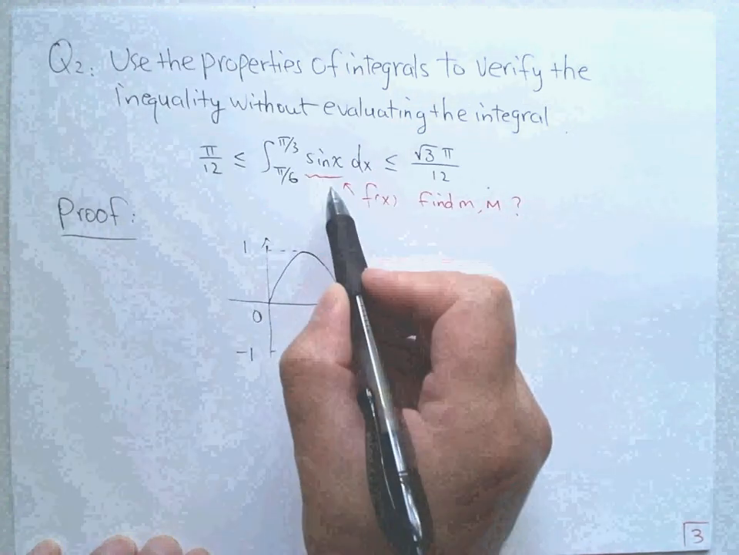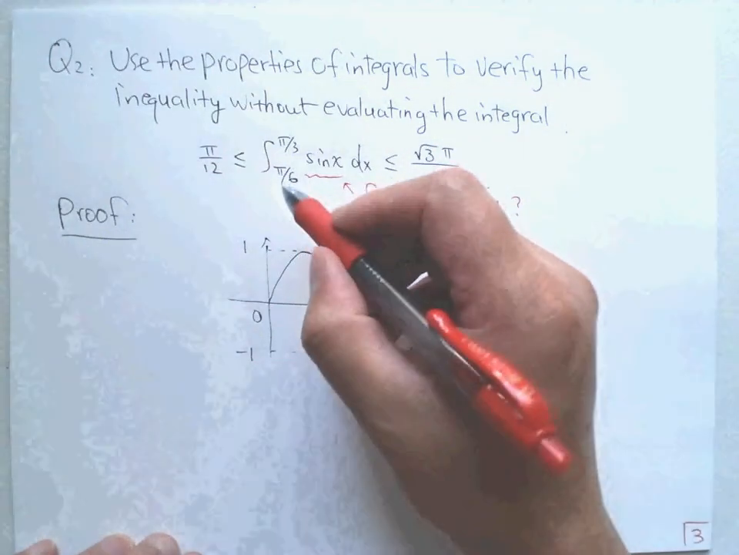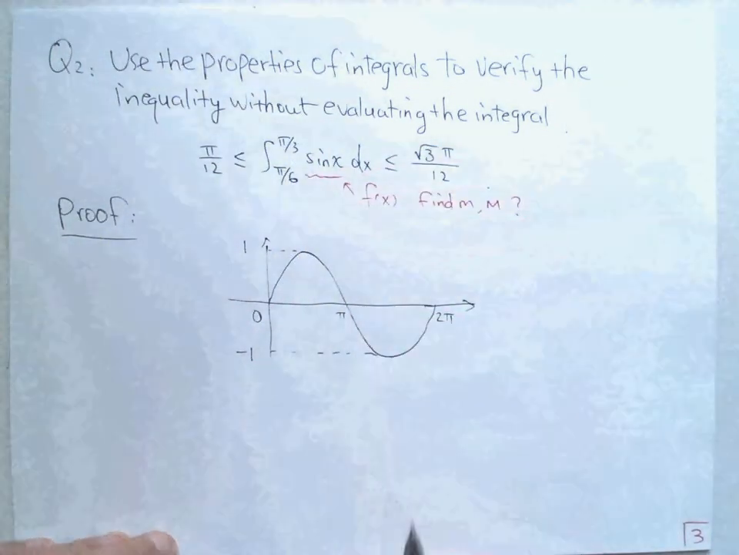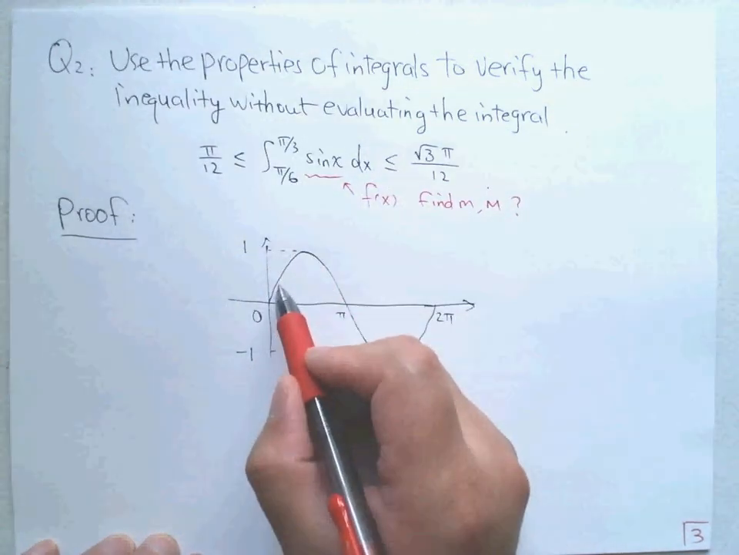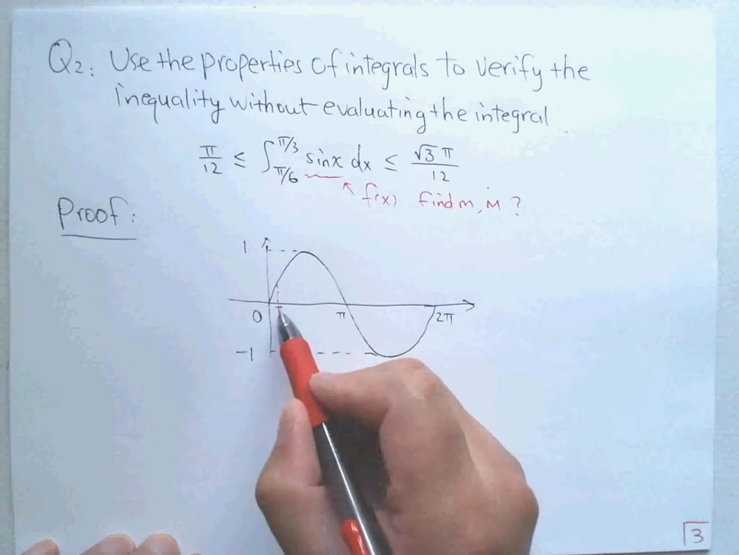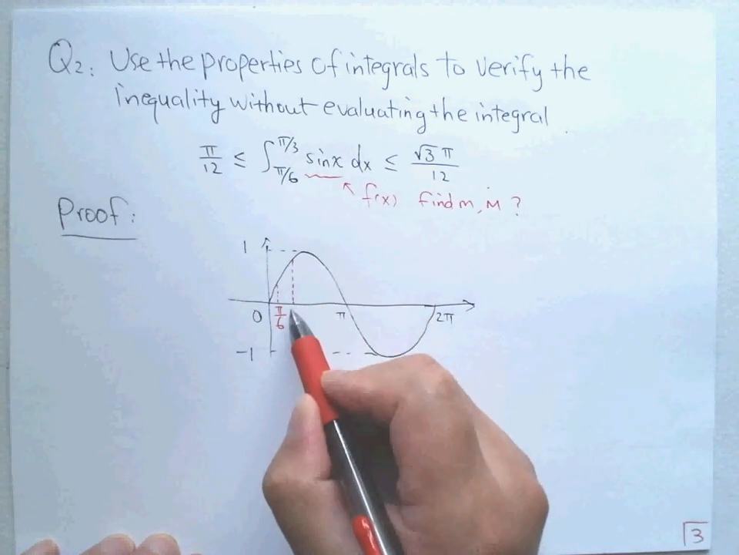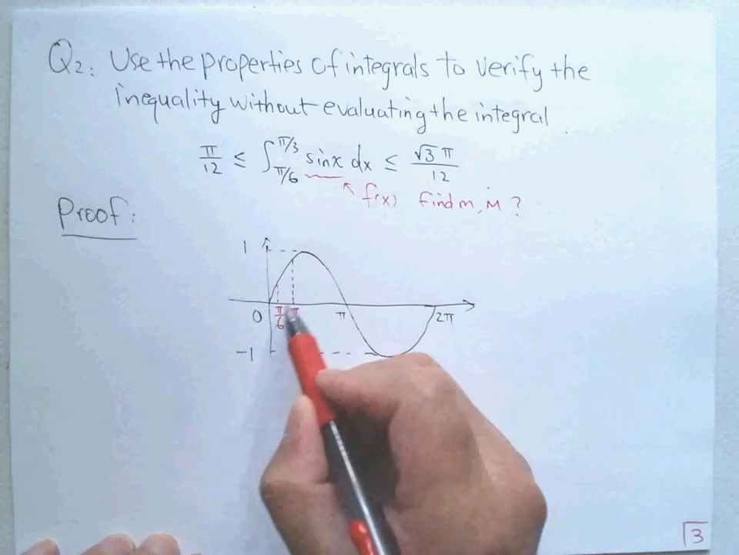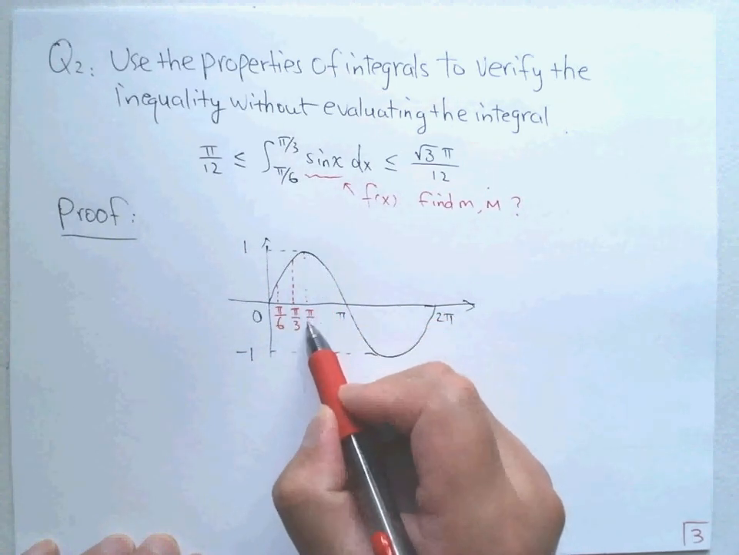And we look at a and b. So this time the integral, this is a, this is b. Where is a? Pi over 6 is 30 degrees. Pi over 6 is like here. This is a, pi over 6. Pi over 3, 60 degrees, like this. Pi over 3. Both numbers are less than pi over 2. Okay, remember this, pi over 2.